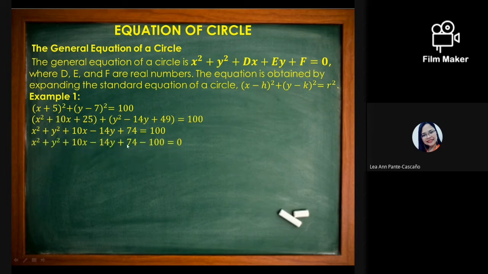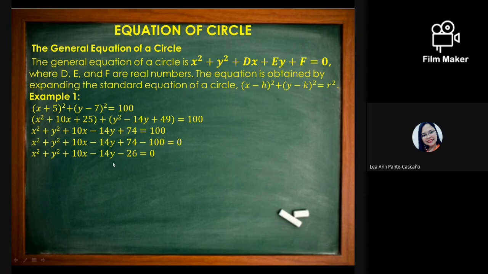Simplify na natin. Since dapat daw ay equal sa 0, kailangan natin ilipat si 100 to left side. So kung siya ay positive sa right side, pag nilipat natin siya sa kabila, siya ay mag-change ng sign. So naging negative 100. So simplify lang natin siya. Since ito naman ay as is na siya, kakopyahin lang natin to. Then isi-simplify lang natin si positive 74 minus 100. So, ang sagot po ay negative 26.